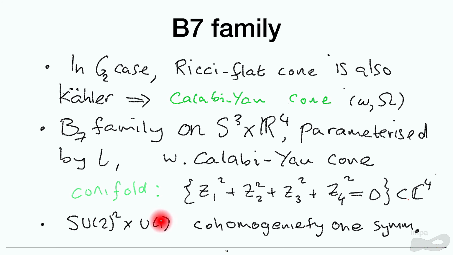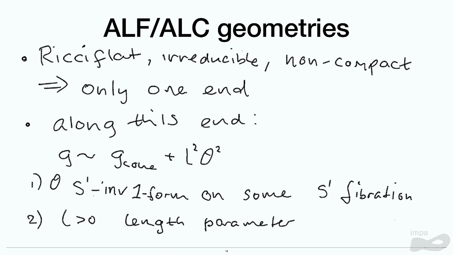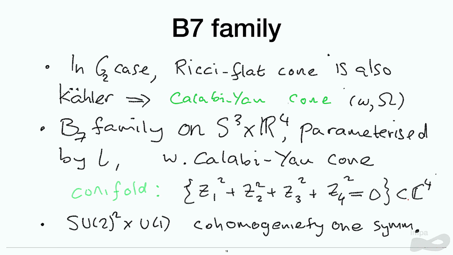So what is the B7 family? It lives on S3 times R4. It's parameterized, in a one-parameter family, by this L. This L here is the length of the circle fiber. The Calabi-Yau cone that it fibers over is called the conifold. So the underlying complex structure is the vanishing locus of this polynomial in C4. And there's a cohomogeneity 1 symmetry of SU2 squared times U1.